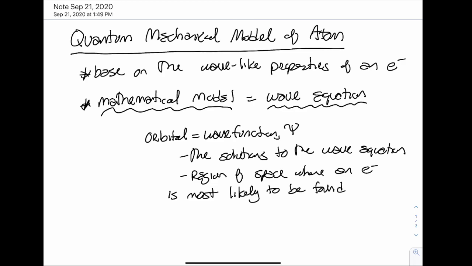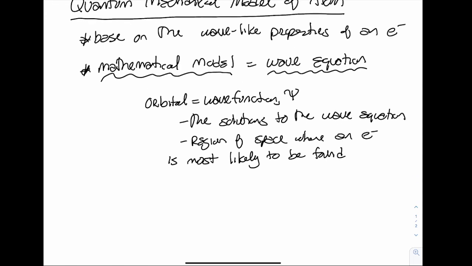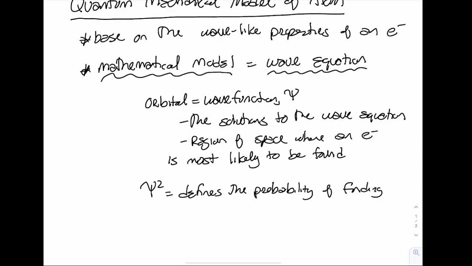And we say most likely, because we don't know that it's there for sure. It is a probability. If we were to square psi, psi squared gives us the probability of finding the electron in that specific region of space. So it defines the probability of finding an electron in that specific region of space.